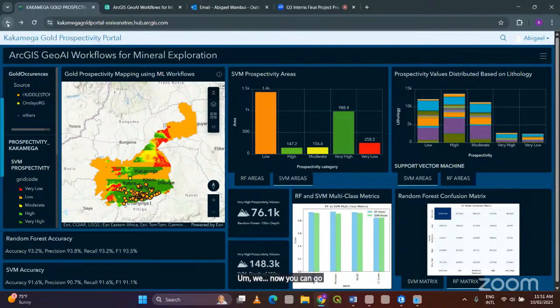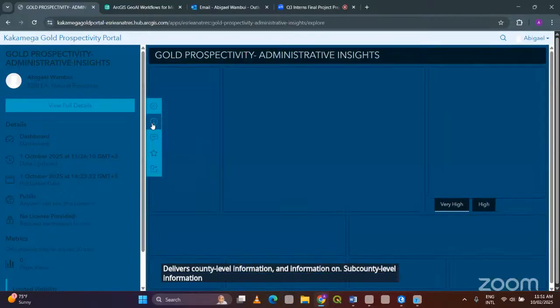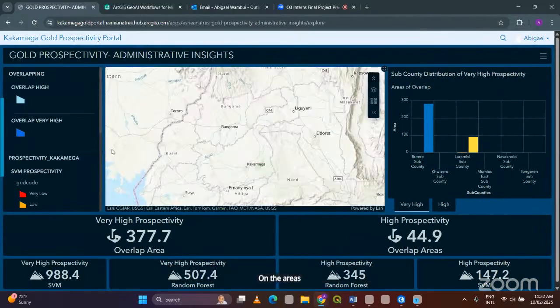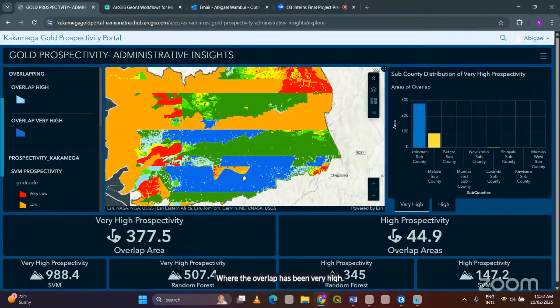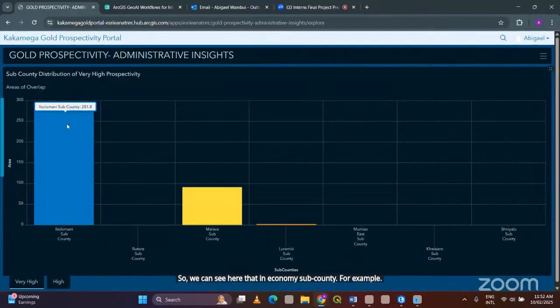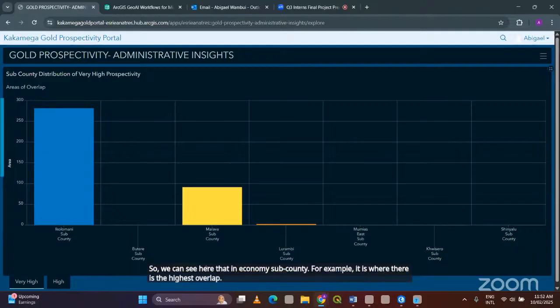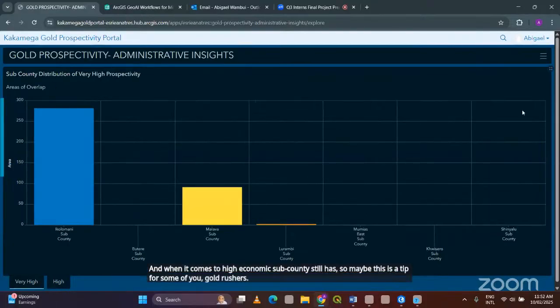Now we can go back to the portal where we look at the administrative insights via a dashboard which delivers county level information, sub-county level information, and information on the areas of overlap. So here we look at the areas where the overlap has been very high, where the very high prospectivity areas have overlapped for both the SVM and RF models. So we can see here that in Ikolomani sub-county, for example, it is where there is the highest overlap in very high levels. In Malava, it is the second most. And when it comes to high, Ikolomani sub-county still has, so maybe this is a tip for some of you gold rushers. If you go to Ikolomani sub-county, maybe you'll find something there.